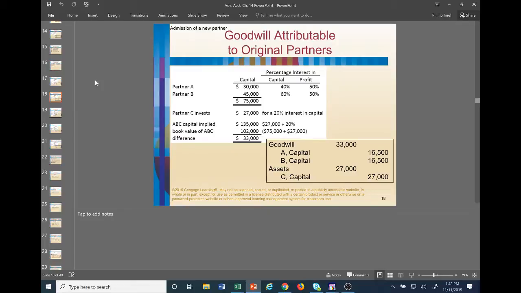The investment by C is recorded under the goodwill method as follows. We would debit assets from C of $27,000, debit goodwill of $33,000. We would credit the capital account for partner A of $16,500, credit the capital account for partner B of $16,500, and credit the capital account of partner C for $27,000.